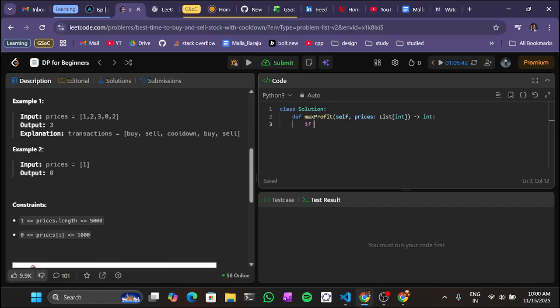So first let's handle the edge case. If length of prices is 1, all we have to do is, let's try to implement a memoization kind of problem, and the prices length will be between 1 and 5,000. Price values will be between 0 and 1000.